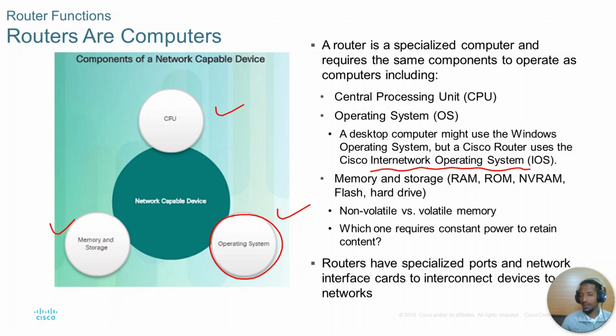Why do we call it an internetwork operating system? Because previously we said that routers connect one network with another network, so you need an internetworking operating system. The purpose of this operating system is internetworking, connecting different networks. It's as simple as that. Besides the operating system, we also have storage. What kind of storage do we have? Usually we have the RAM, the ROM, and the NVRAM.